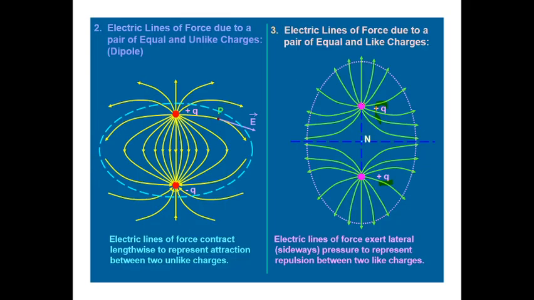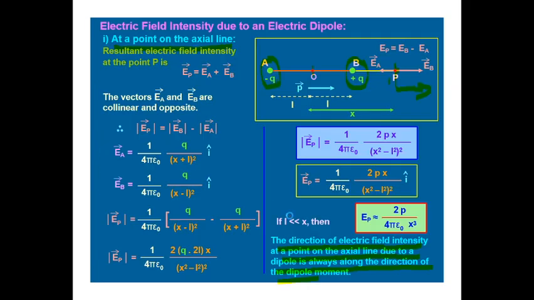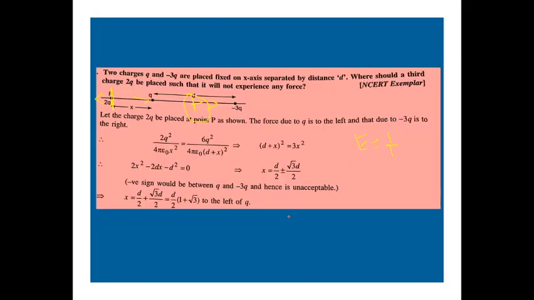Look at this. These are two positive charges, so the electric field lines are away from the positive charge, and at a point N the electric field will be 0. It is the same for this numerical.